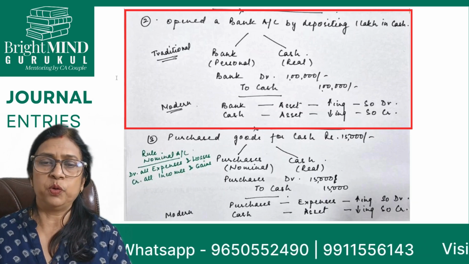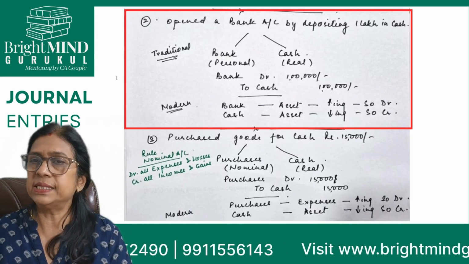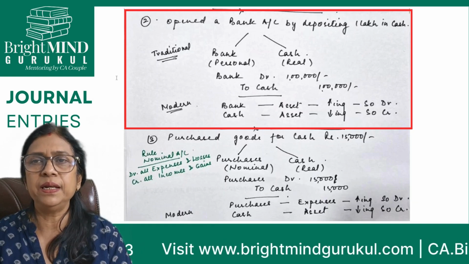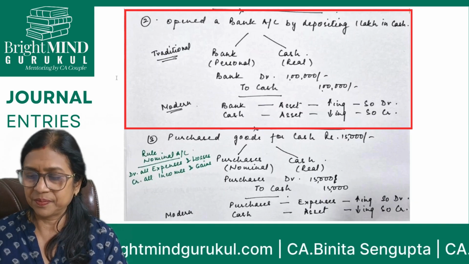As per the modern approach, what will happen? Bank and cash both are assets. So one is increasing and the other is decreasing. So whatever is increasing is a debit and what is decreasing is a credit. So bank debit to cash.